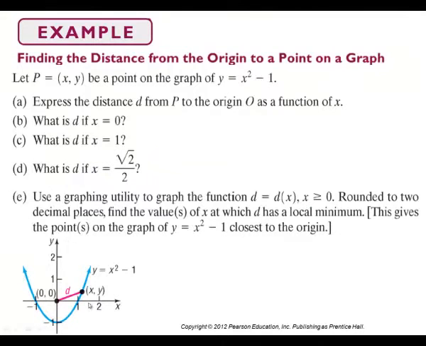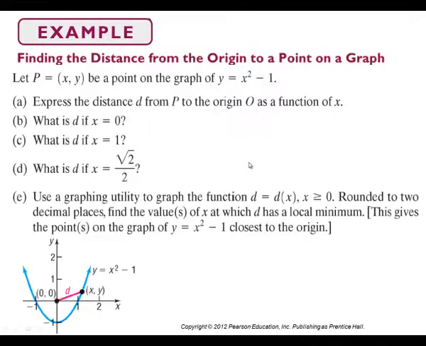Here we have a parabola, and that equation is y equals x squared minus 1. And we want to find the distance between some point to the curve of the parabola. And we're going to call that distance d. And we want to express the distance d from point P to the origin. So this would be point P here to the origin.